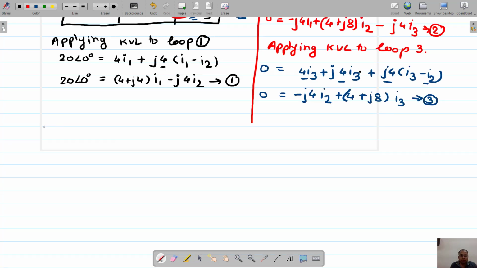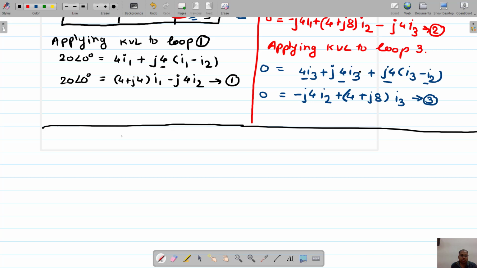Now let us convert these three equations into the form of matrices. Let us write the left hand sides first. On the left hand side we have all the voltage sources. Only for the first equation there is a voltage source, that is 20 angle 0, and the rest have values of zero.